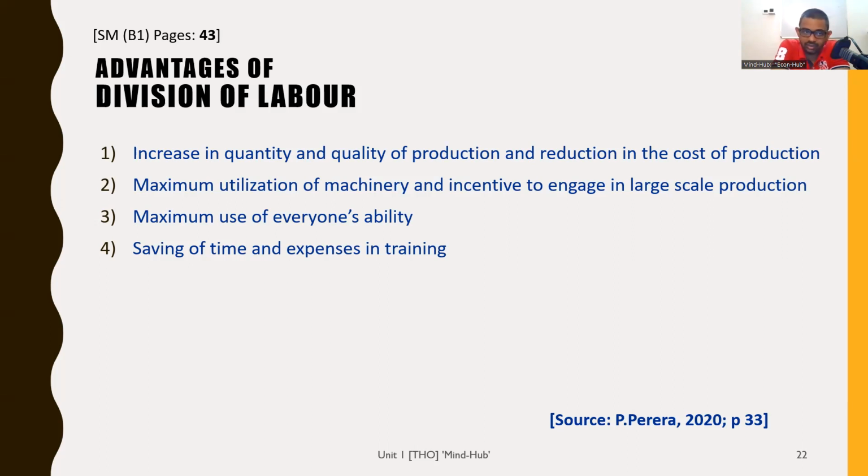Next: maximum utilization of machinery and incentive to engage in large-scale production. Yes, we only use division of labor when we are engaging in large-scale production. If you are a small-scale or medium-scale producer, division of labor will encourage you to go into large-scale production. The benefits of division of labor will be an incentive, a motivation for you to do so. And as I said, when you specialize on a given task, you will be able to make the best use of the machinery and equipment.